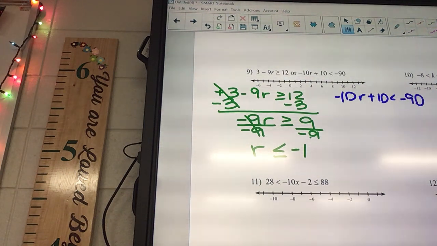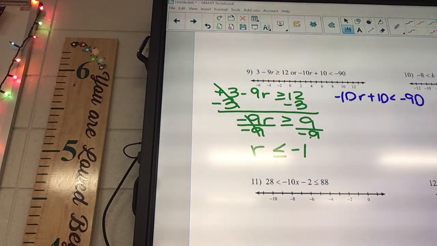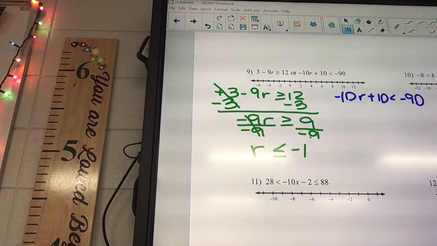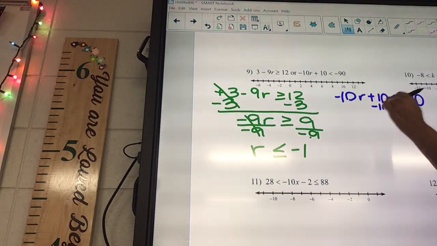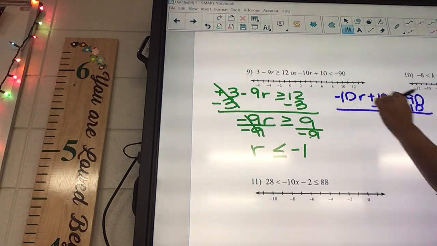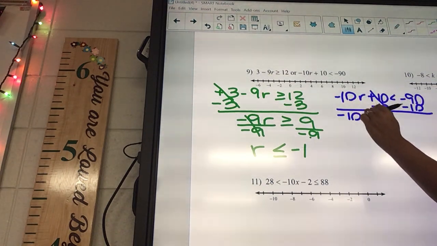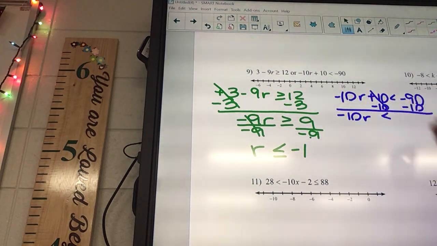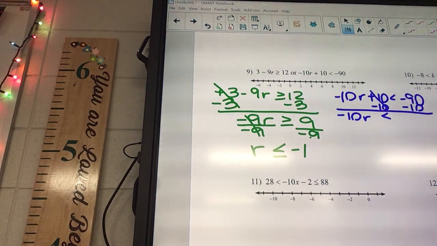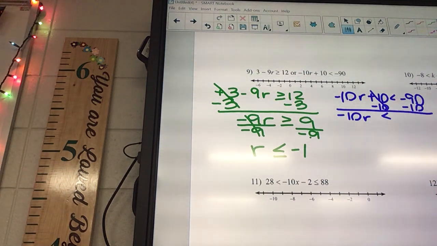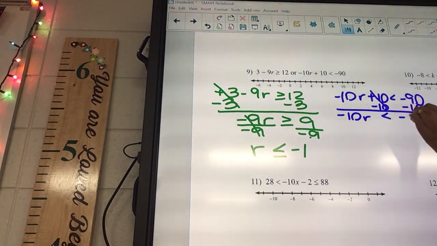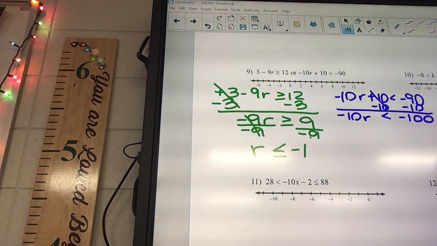Okay, what about the other equation there? Who's the third wheel? Be more specific. The positive 10 without the r. Okay, so we're going to subtract 10, minus 10. So I got negative 10r. What is negative 90 minus 10? Negative 90 minus 10 is going to be negative 100.